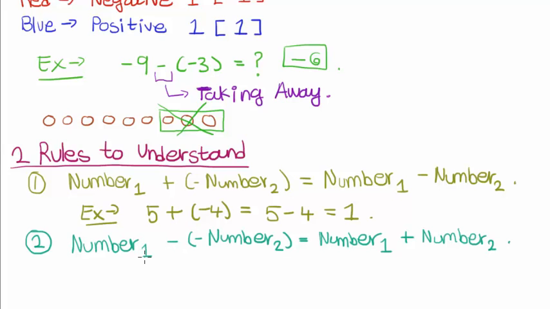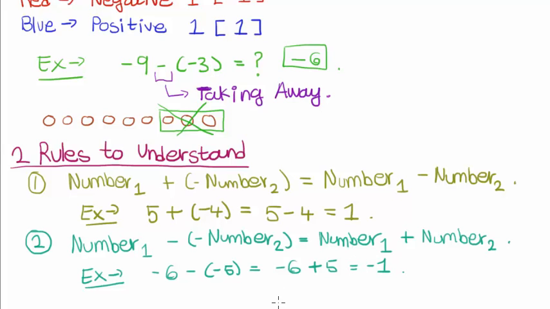So let's do an example of that problem right here. If I have something like -6 minus -5, I can write this as this. Or, more simply, I can rewrite that as this. And then that would give me the answer of -1.